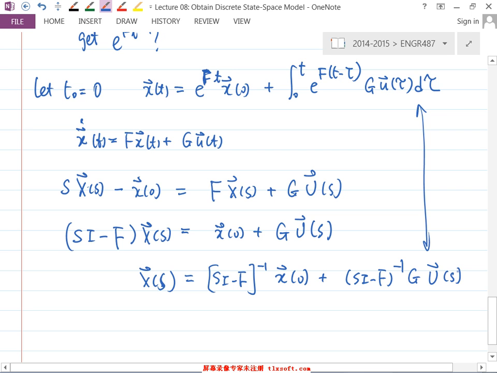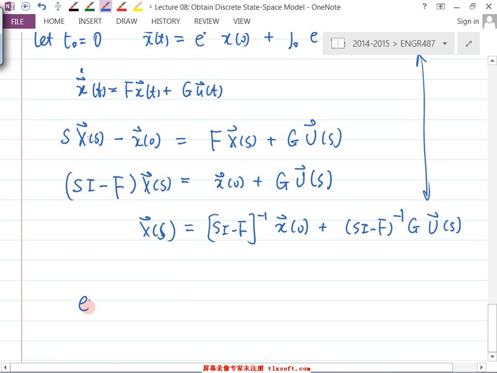If I compare, this is an initial condition, this is an initial condition. So if I take the inverse Laplace transform, the coefficient here should be the same as this one, right? Should be the same as this. So that gave us the conclusion: e to the power of Ft equals the inverse Laplace of (sI minus F) inverse. That's e to the power of Ft.